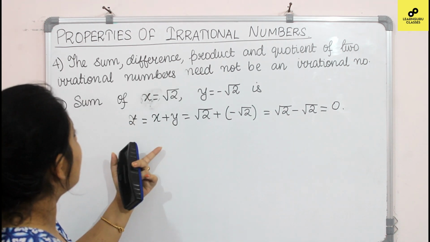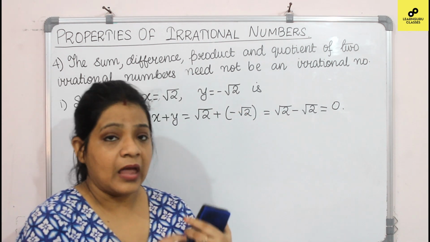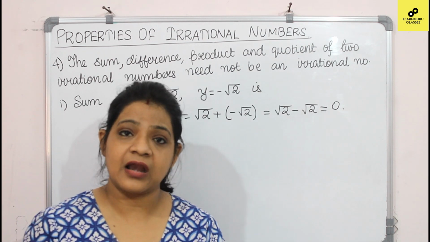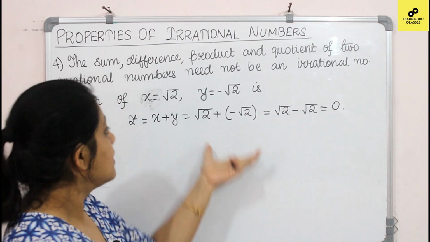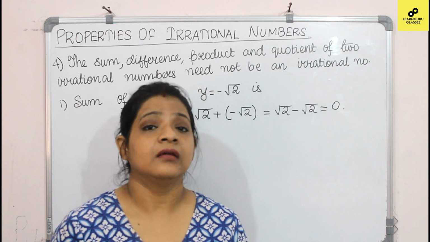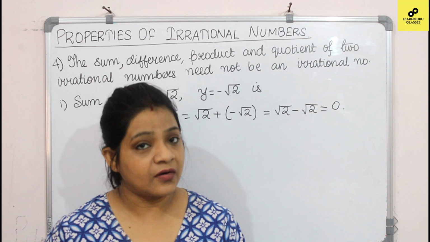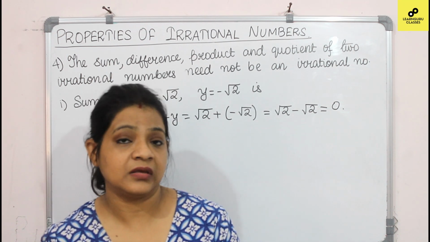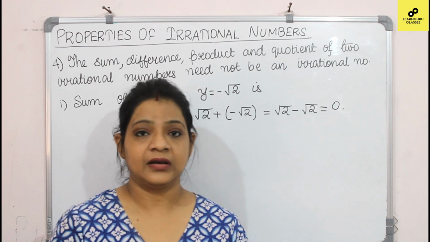So we can say that in this case, when an irrational number is there and the negative of the same irrational number is there, the sum, or the result, will be a rational number. Again I will say, if one irrational number is there and the negative of the same irrational number is there, the result will always be a rational number.